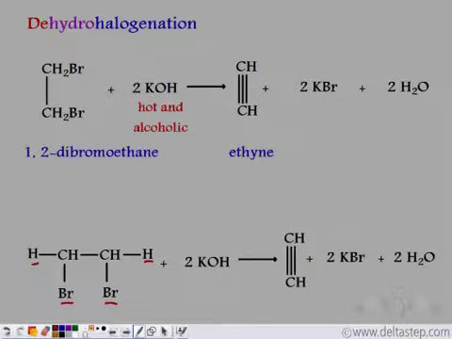Now, this carbon is short of 2 single covalent bonds, and this carbon is also short of 2 single covalent bonds. So, in order to satisfy its tetravalency, both the carbon atoms now form a triple bond. So, as 1 hydrogen and 1 bromine atom from both the carbon atoms is removed, in order to satisfy its tetravalency, now the 2 carbon atoms form a triple bond between them, and this is how they form ethine.